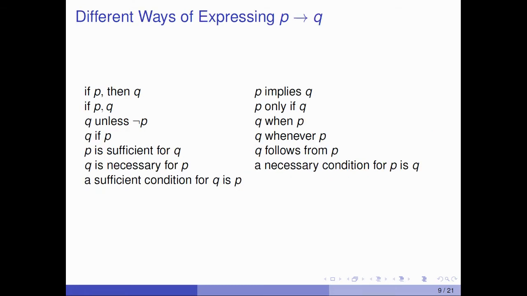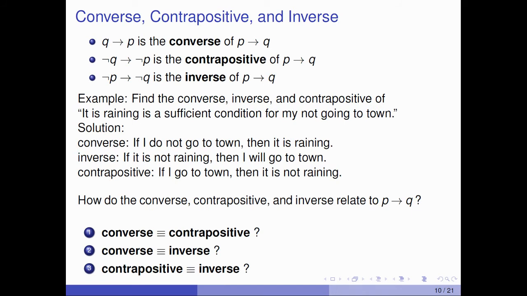Now we have different ways of expressing P implies Q. Here, I'm not reading all of it. You can pause the video and memorize or be familiar with all of these things. Okay, let's proceed. Now we have the converse, contrapositive, and inverse. So Q implies P is the converse of P implies Q. Not Q implies not P is the contrapositive of P implies Q. And not P implies not Q is the inverse of P implies Q.